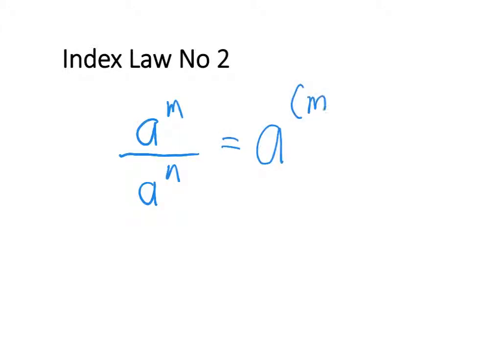So the second index law is a to the power of m divided by a to the power of n is equal to a to the power of m minus n. Remembering to use the second index law, you need to make sure that you have the same base. If you don't have the same base, you cannot use the second index law. So let's have a look at some examples of how we can apply the second index law to simplify expressions.